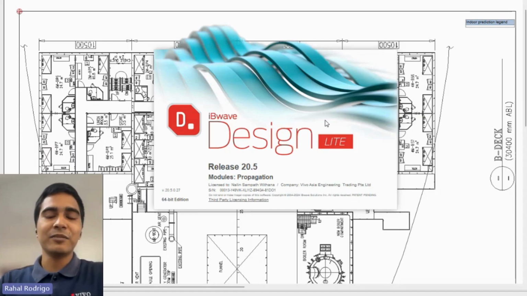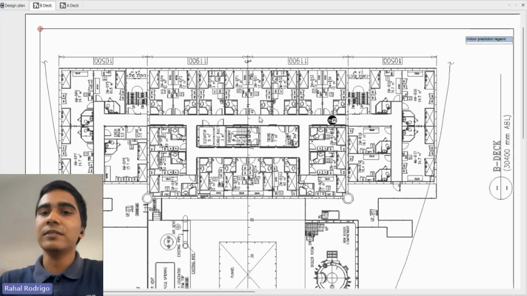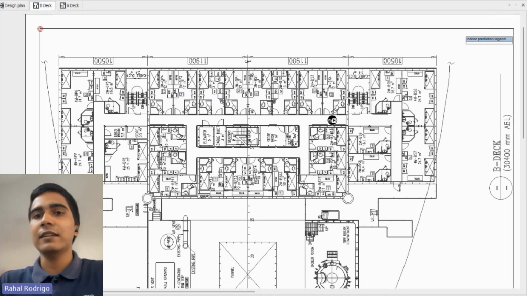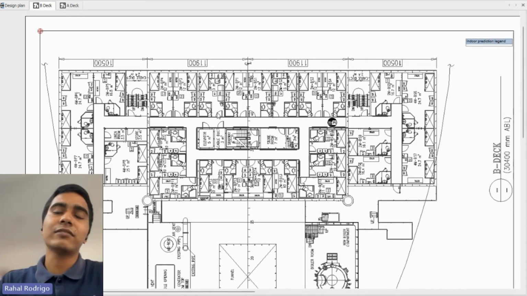Hi, I'm Rahal from Vivo Asia, and today I'm going to explain factors affecting Wi-Fi performance when performing a coverage study. I'm going to show you and explain how exactly different factors affect Wi-Fi performance using the sample layout I have here of a typical living quarters of a vessel.